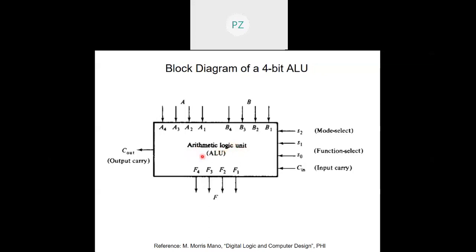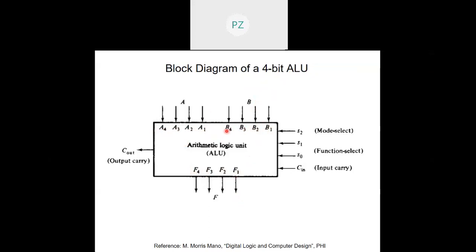Let us now concentrate on the design of the arithmetic logic unit. This is the block diagram. This is operand A. I'm talking about 4-bit in order to make things simpler. It can be an n-bit ALU also. In that case, I'll have A1, A2, and so on up till AN, B1, B2, and so on up till BN, and F1, F2, and so on up till FN. But right now, let us see a 4-bit ALU.